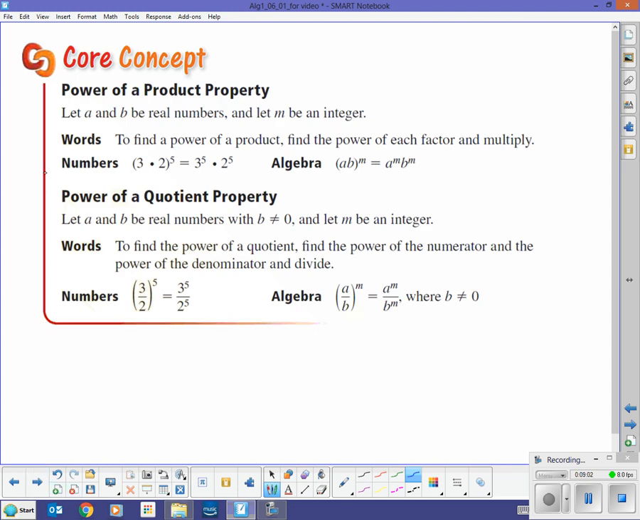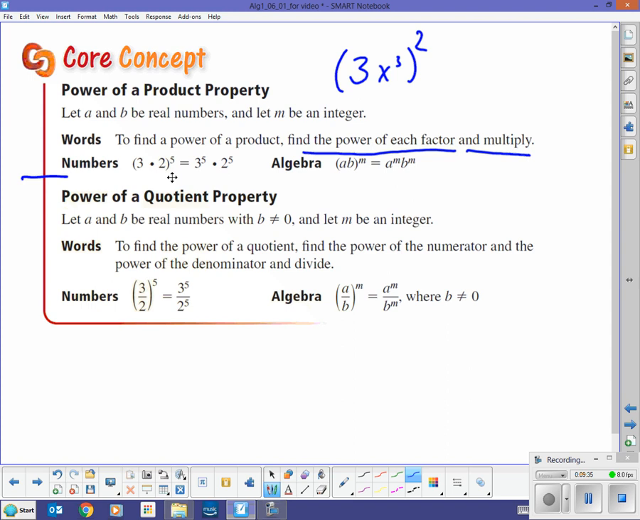Power of a product property. To find the power of a product, find the power of each factor and multiply. When we talk about a product, we're talking about something like 3 times x cubed. That's a product, right? Because we're multiplying here. And then to find the power of this, we're raising it to another power. Basically the rule is find the power of each factor and multiply.